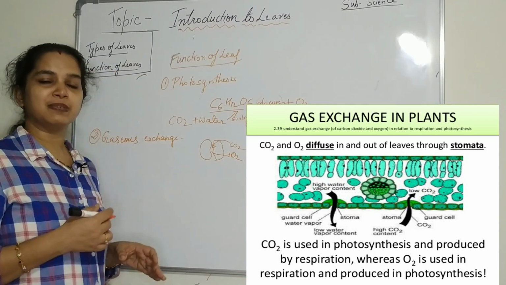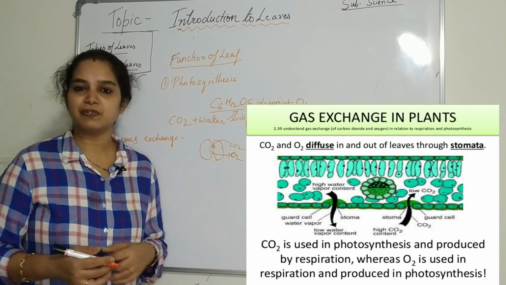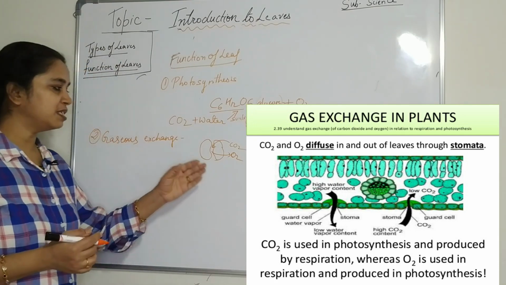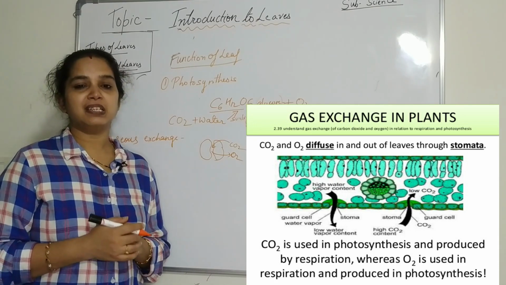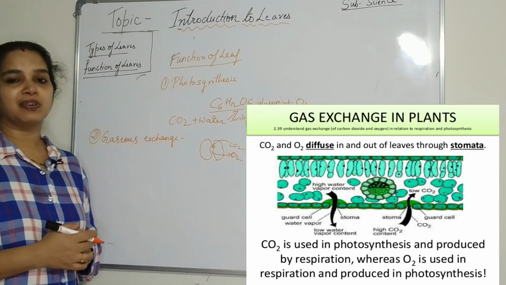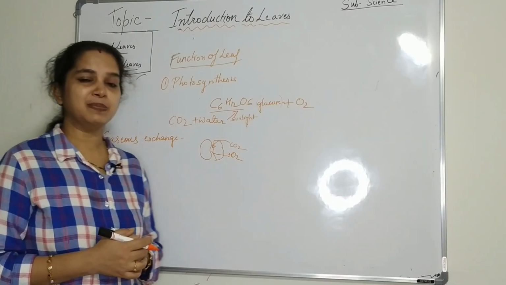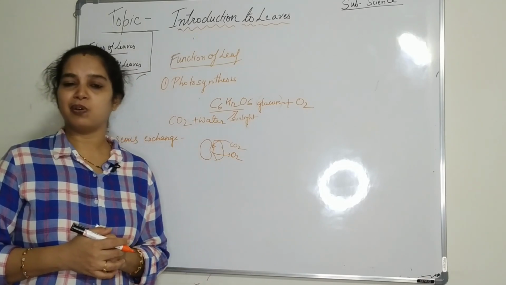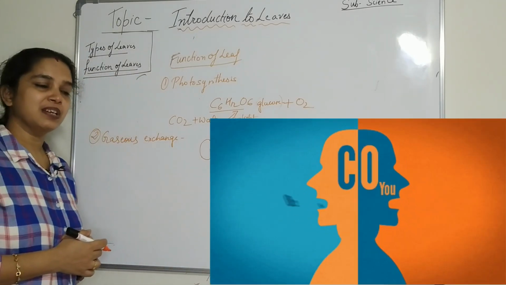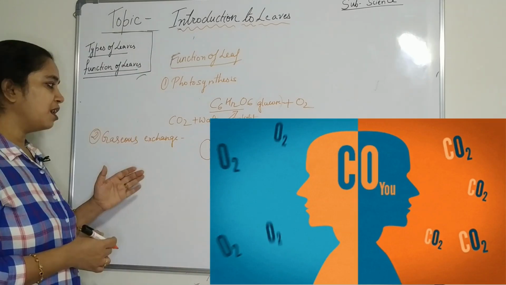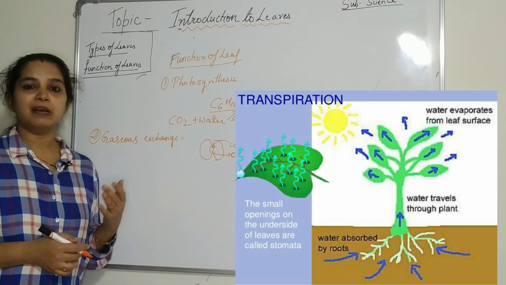So the stomata are present generally on the lower surface of the leaf, and the oxygen that is given out by the leaf is very useful for living organisms like human beings, animals and others, because they survive with the help of oxygen, and also oxygen is used for burning.